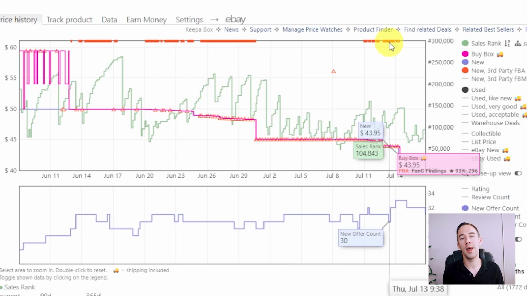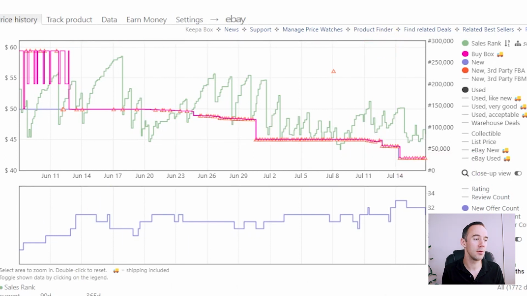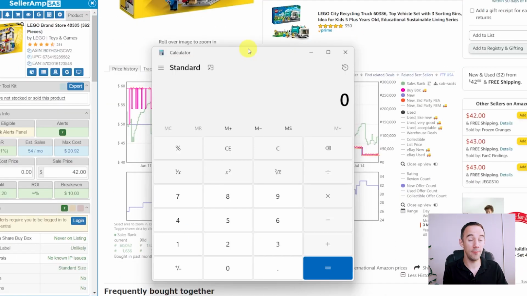So what I'm going to do now is use that information to try and work out what I would estimate the sales as. If we go through, I'm going to take the 35 days. So let me get my calculator out. I did 4 sales in 35 days.